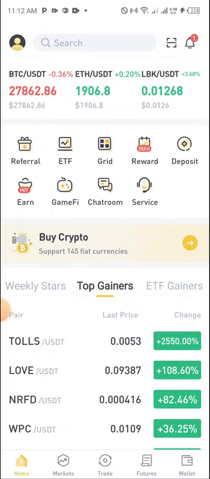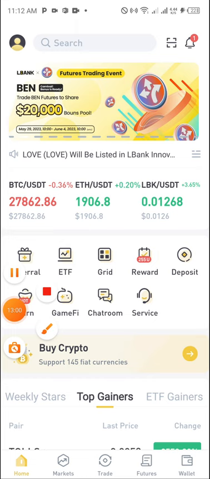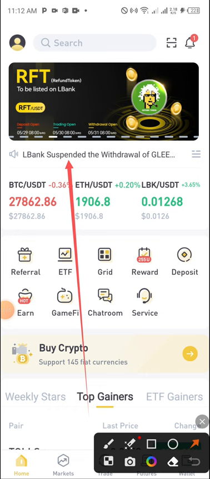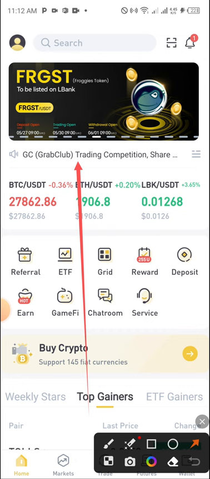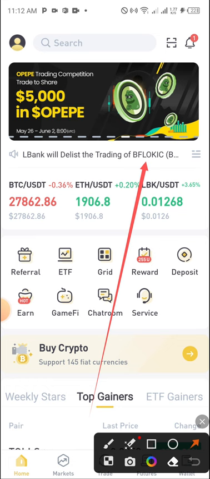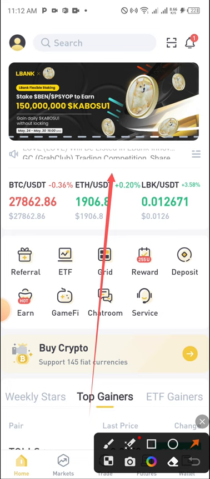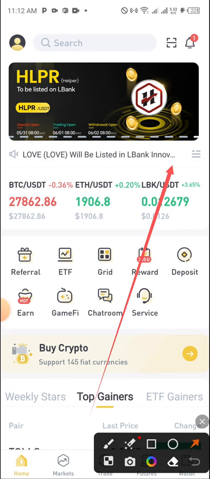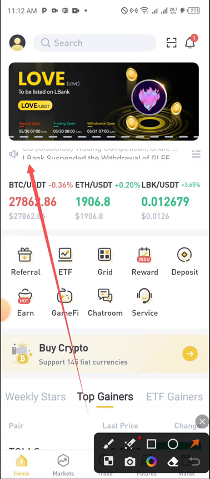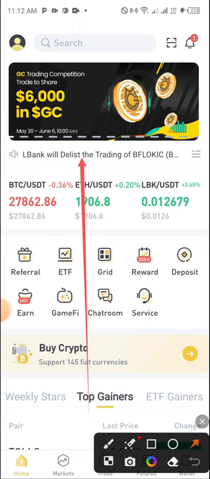And of course, don't forget that you also get notified right here. Always pay attention because Lbank could suspend withdrawal of funds for some assets. They could delist some assets from their spot and future. So always make sure you read the scroll bar for the news. You can see Lbank will delist the trading coin or some assets. Lbank suspended the withdrawal of that asset just now. Lbank will delist the trading asset. Love will be listed on Lbank. So right here, you can see that a lot of news is actually being updated here. And of course, trading competitions are actually being updated here as well.